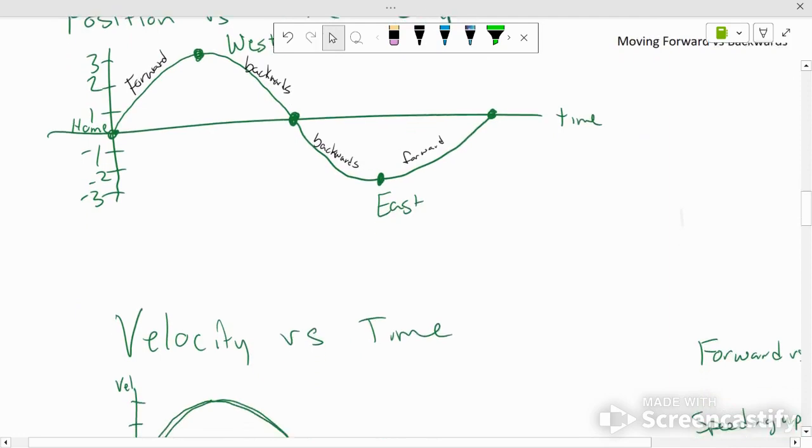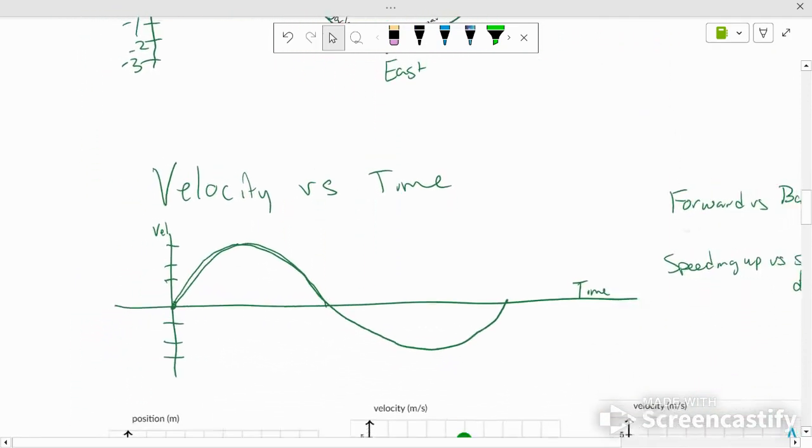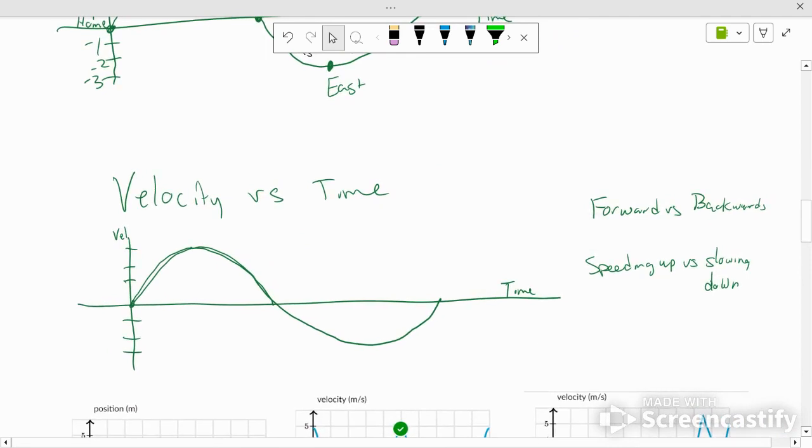All right. Now we're going to look at velocity versus time, where velocity versus time is forwards versus backwards and speeding up versus slowing down. Let's look at the speeding up. As you increase your velocity, you're going faster. As you decrease your velocity, you're going slower. So I'm increasing my velocity, and then decreasing my velocity, and now here I have a negative velocity. How can I have a negative velocity? You're going backwards.